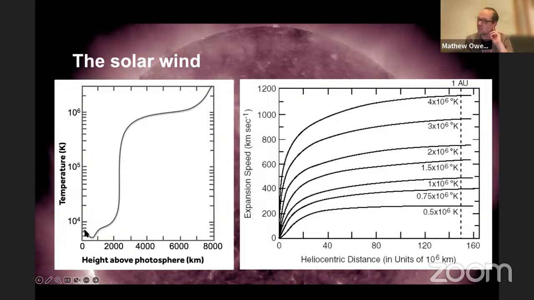So it starts at about 6,000 Kelvin. Temperature drops a little bit as you move away from the sun, which is good. That's what you would expect. But then it does something really bizarre. The temperature rises 2 orders of magnitude in the space of a few hundred kilometers. And if you don't think that's bizarre, you've not thought about it enough, right?